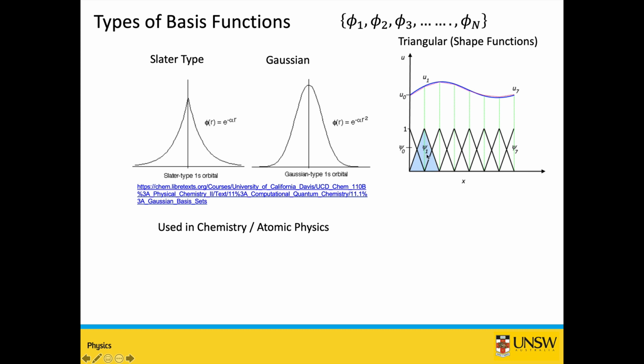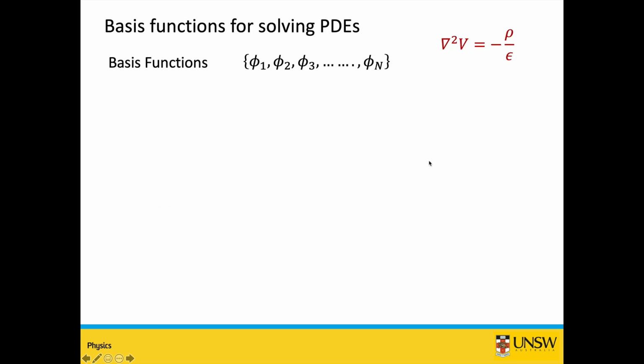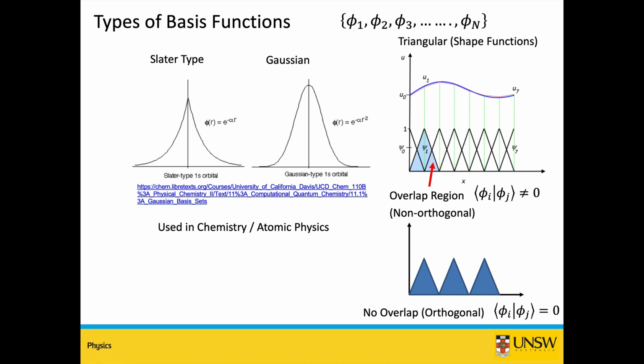And this is just one particular form of choosing these basis functions. Also notice here that between two adjacent basis functions, there is a region of overlap that is shared by both basis functions. This is called the overlap region. And this means that the two basis functions have a non-zero matrix element between them. So if you integrate them over space, you don't get 0, you get something else. So these are also called non-orthogonal basis functions.